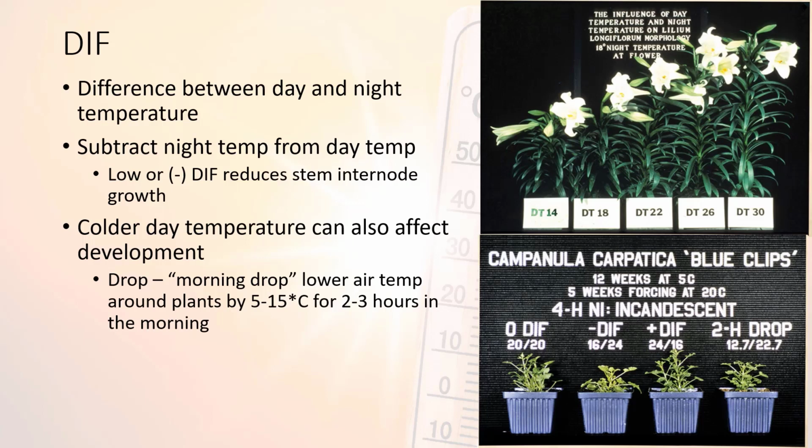Besides warming your nighttime temperatures, you can have colder daytime temperatures to give a similar effect. And you don't have to keep those temperatures cold the entire time. You can just do this short morning drop, and that will result in similar effects that you see with that DIF there. So another important way that temperature can affect our plants, or at least the shape of our plants here. And another way that we've now learned that we can control plant height using these environmental variables.